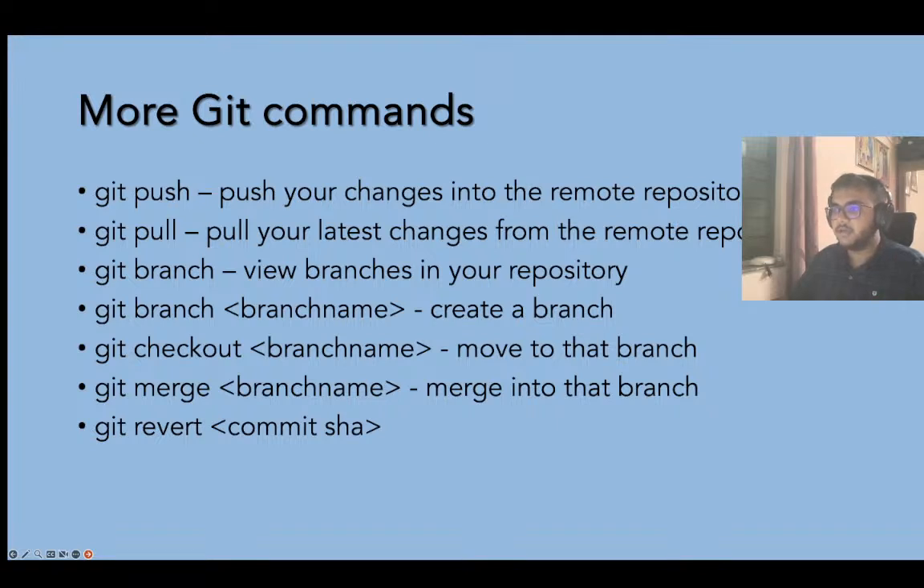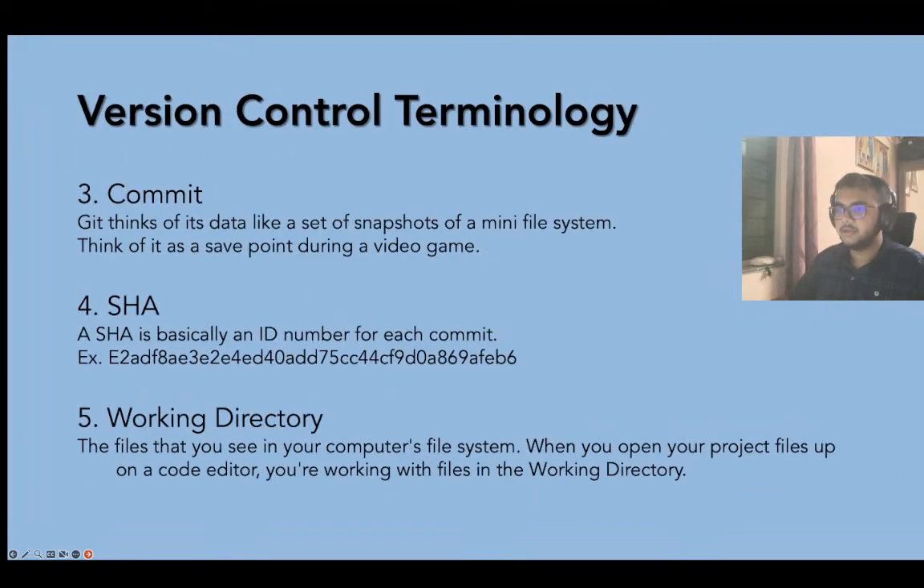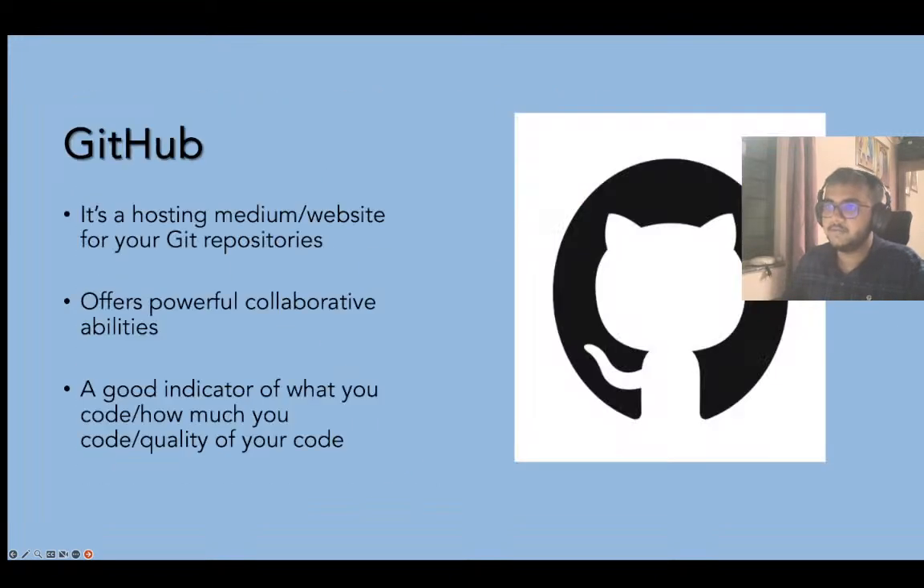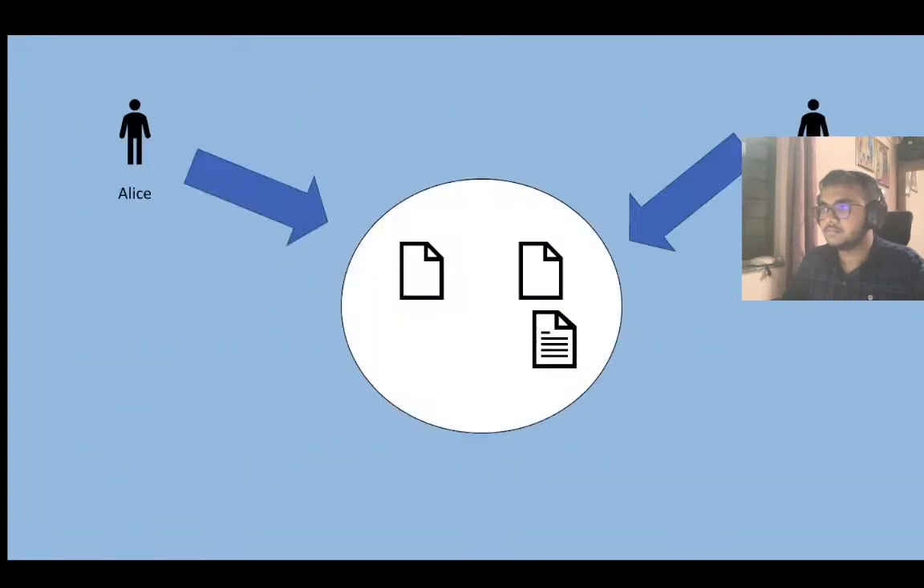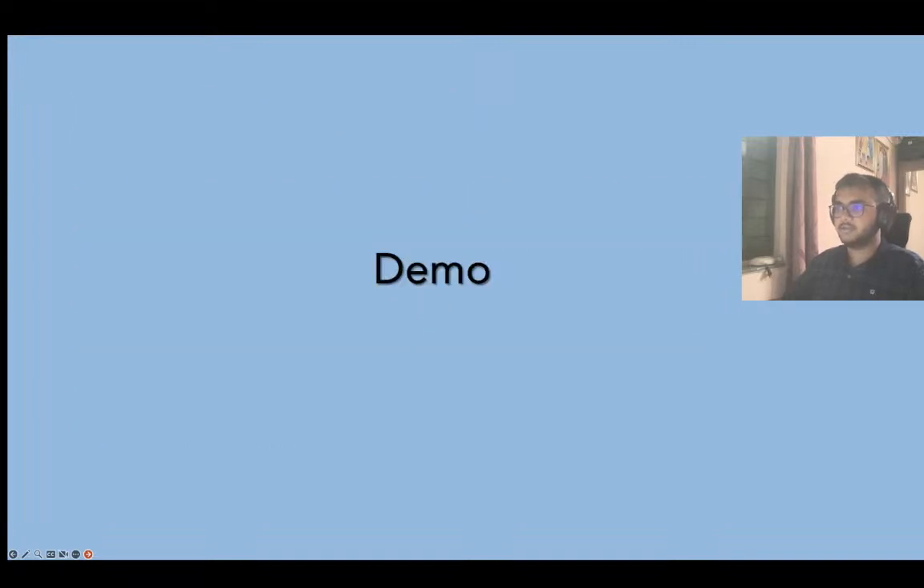So git revert, and then you can put your commit SHA. I have talked about the SHA earlier. The SHA is just a unique ID number for your commit. So with git revert, you give the ID of the commit that you have added, and if you do that it will just revert the change that you have made through that commit.